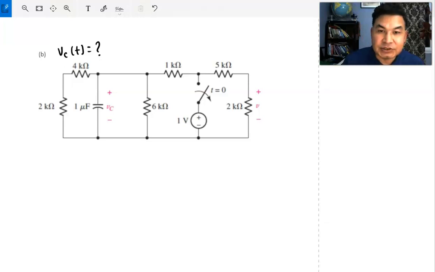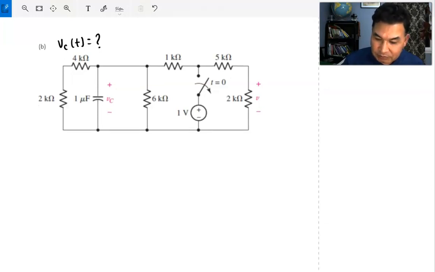Because it says at time t equal to 0, this battery is disconnected. But the problem says this battery was connected here for long enough time so that this capacitor was fully charged. So when the capacitor is fully charged, before you disconnect the switch, it works as an open circuit. It doesn't conduct at all. The current through the capacitor is 0 once it is fully charged.